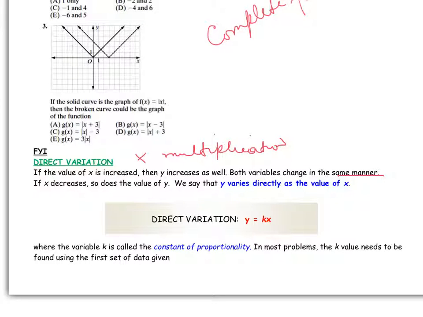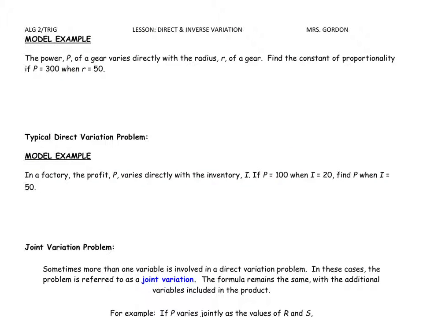If x decreases, so does the value of y. We say that y varies directly as the value of x, and this is what you look for in a question. So direct variation is definitely multiplication, where the value k is called the constant of proportionality. Unfortunately, most questions don't give you k, so you have to find k based on some known value of the other two variables. In most problems, the k value needs to be found using the first set of data. Very important.